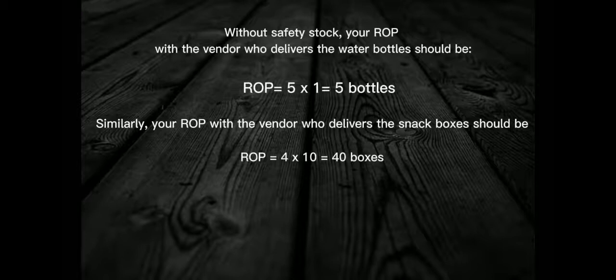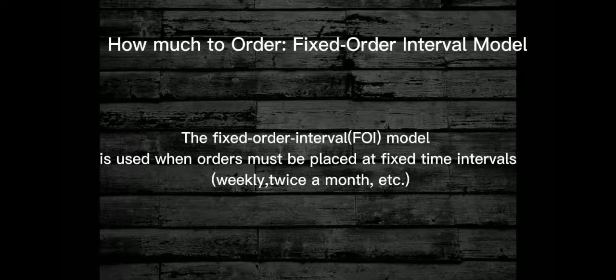The new stock should arrive just in time for you to continue selling without interruption. A reorder point is very crucial for effective inventory management. It saves holding costs and prevents stockouts, overstocking, and lost sales by ensuring that sufficient stock is always available in your inventory. Next would be how much to order: the fixed order interval model.